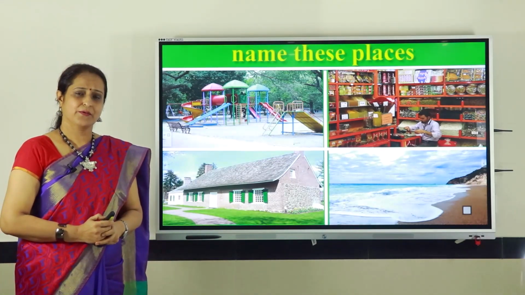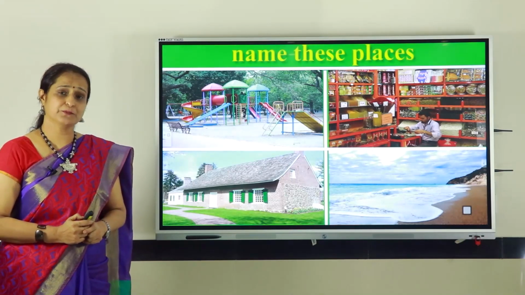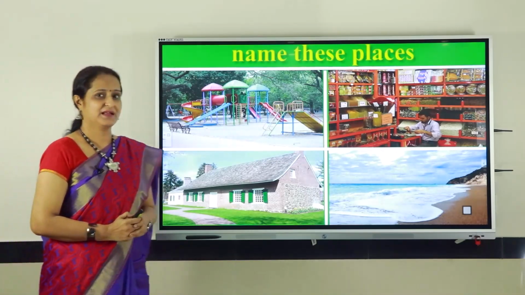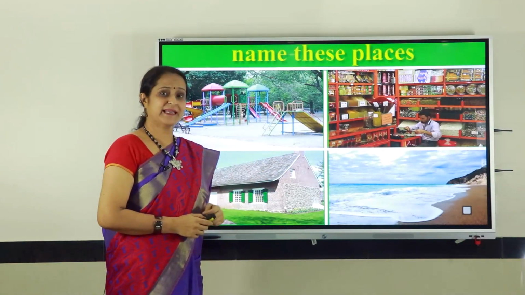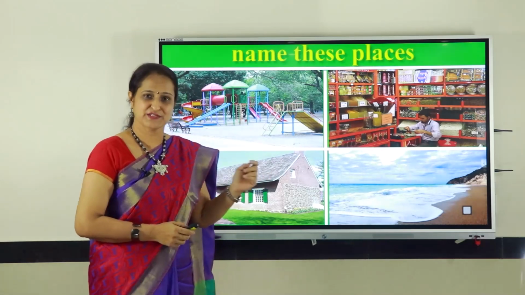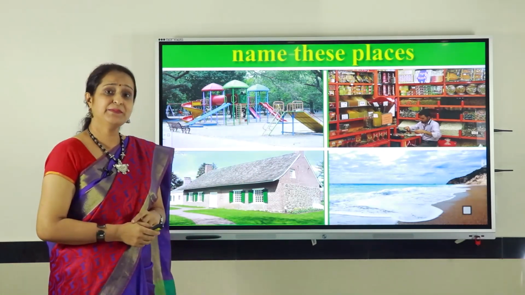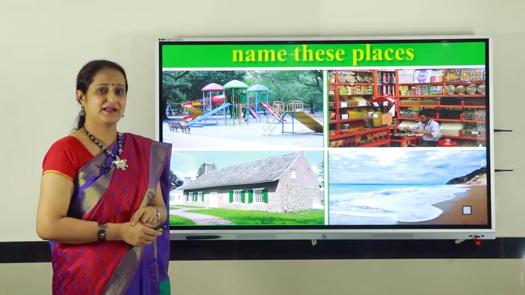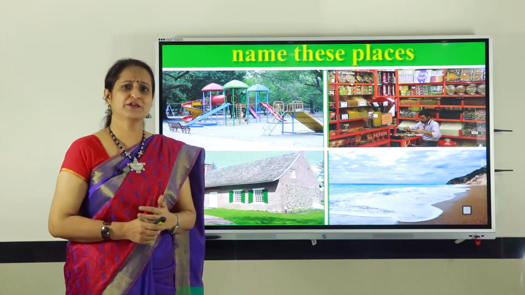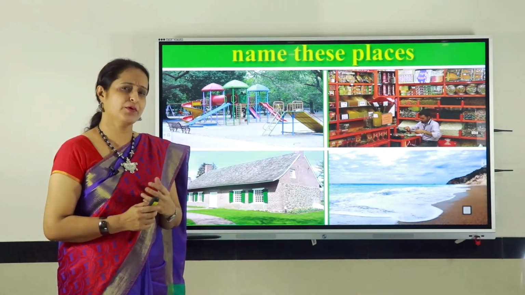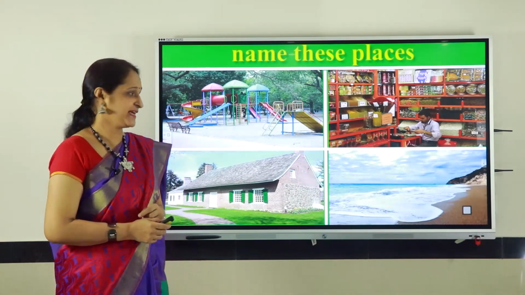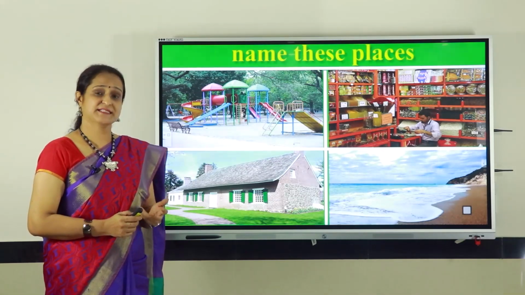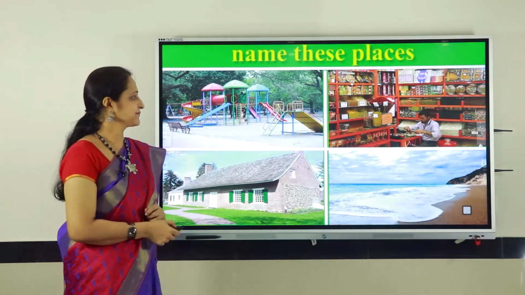Children, which is the place where you go to play? Yes, it's a park. Name the place you see in the second picture. Yes, it's a shop. Name the place where we live. A house. Which place do we all like to visit? We all enjoy going to that place very much. Yes, it's a beach. Now let's look at some pictures of animals.